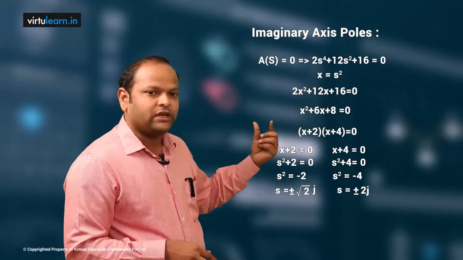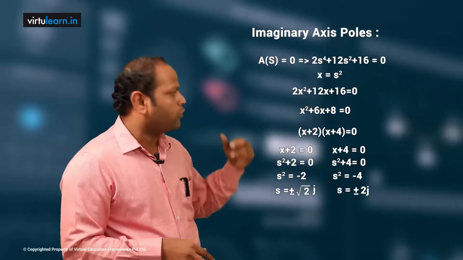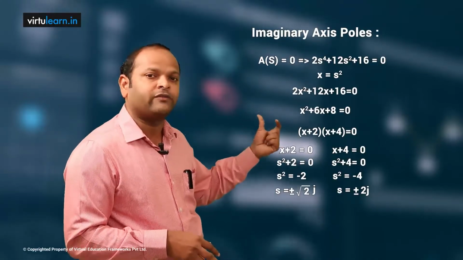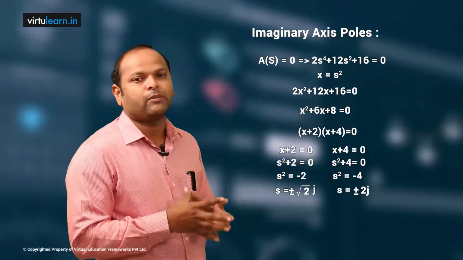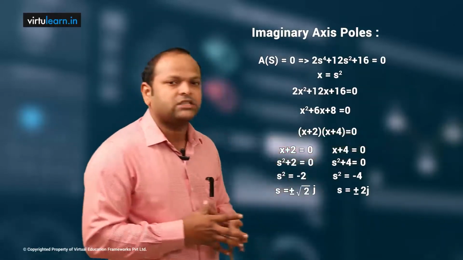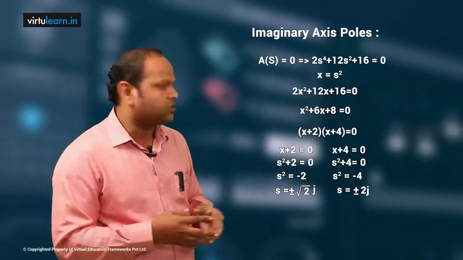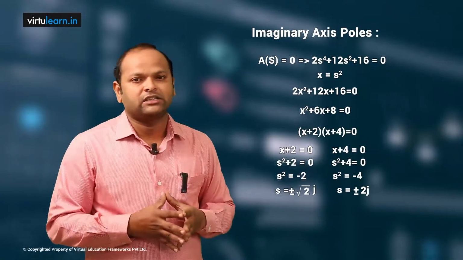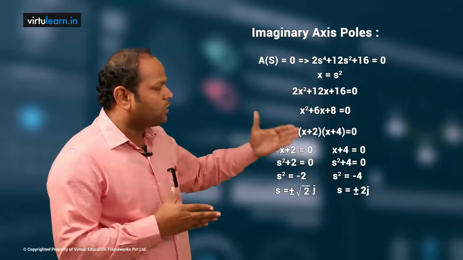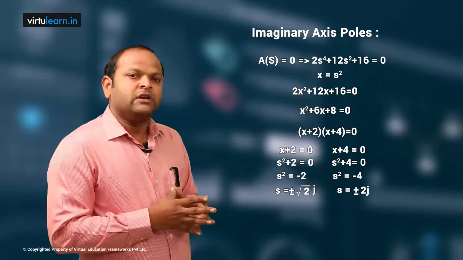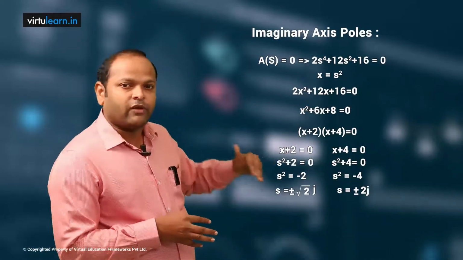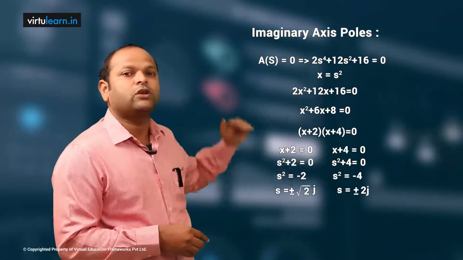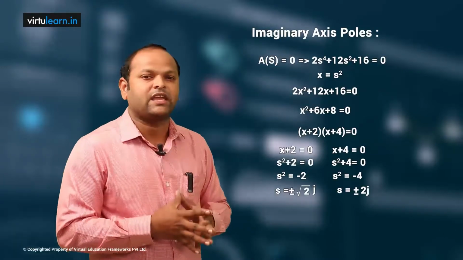So what is x actually? x is nothing but s^2. Therefore you will find one pair of imaginary axis poles at plus or minus j root 2. The other pair of imaginary axis poles are plus or minus j2. So there are 4 imaginary axis poles. These are the roots of the auxiliary equation. Since the auxiliary equation is derived from the main characteristic equation, I can say these roots are also the roots of the original characteristic equation.